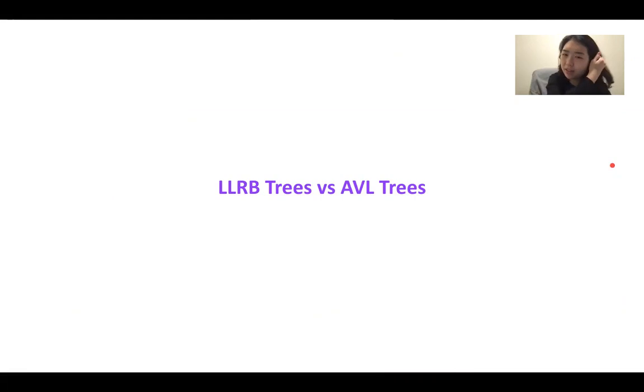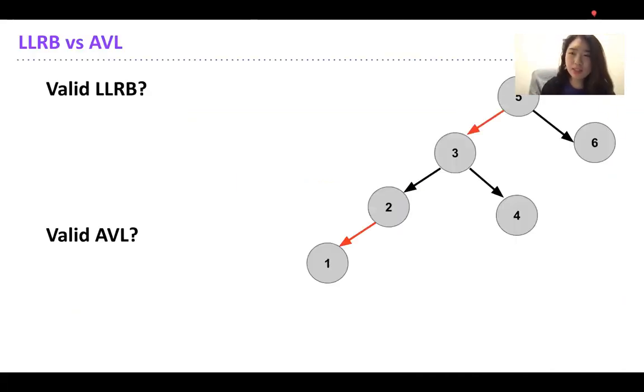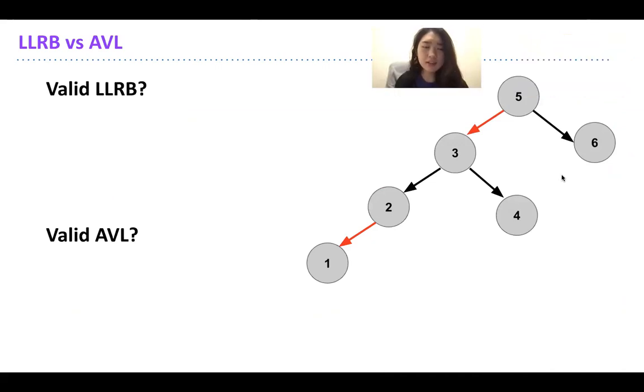Now we're going to talk about determining if the given tree is an LLRB tree or an AVL tree, or if it is both. So this is our first example, so please take time to think about it and come back to solve it with me. Okay, so the question is: is this actually an LLRB, an AVL, or both?